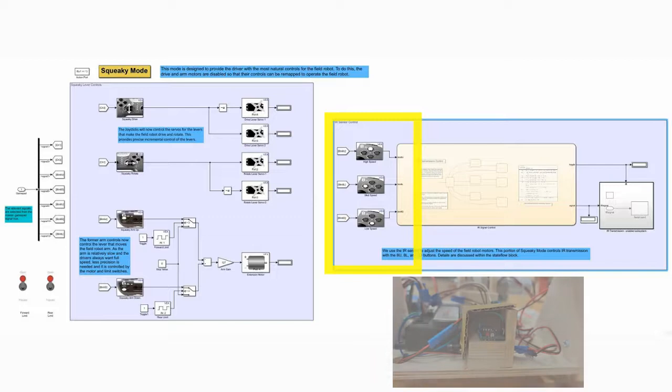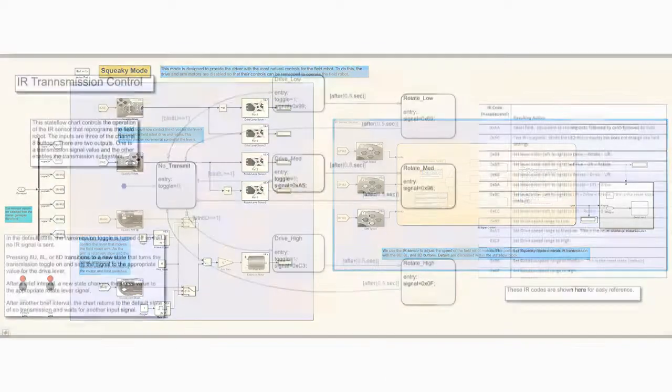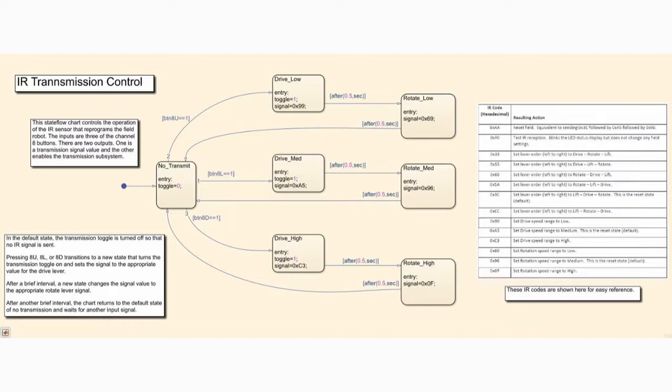Three of the channel 8 buttons control the IR signal sent to the field controller. This state flow chart detects each button press, sets the correct drive IR code, and then activates the transmission subsystem. After a short delay, the signal is altered to change the rotation speed. This way, one button press changes 2 speeds.